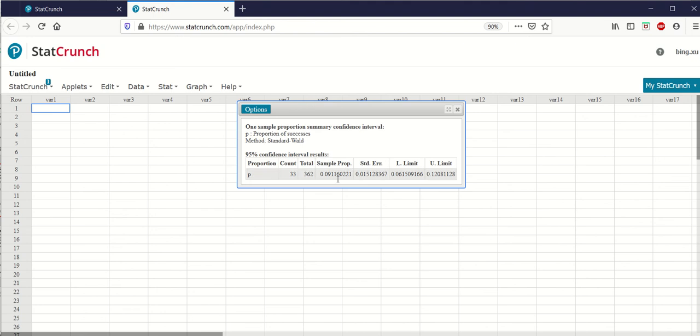Over here you can find the sample proportion, and the lower limit of your confidence interval is here, and this is the upper limit. And this standard error is not the same as the margin of error E. I think this value is the part without multiplying by Z alpha over 2, which is the square root of P hat times Q hat divided by N. So to find the margin of error, you need to multiply Z alpha over 2 with this number. That will be the margin of error.